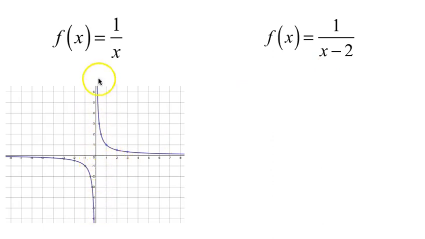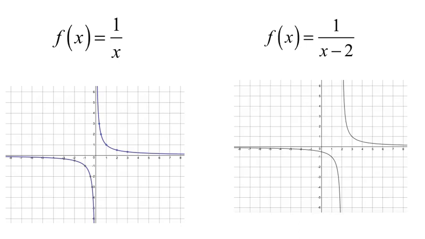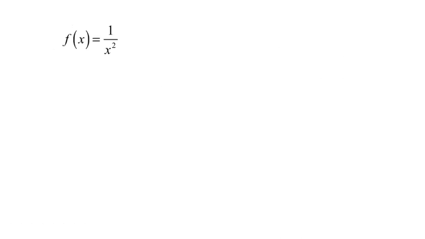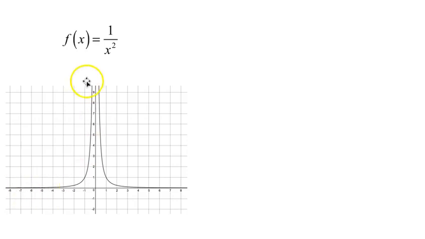The vertical asymptote here is the y-axis. Moving it 2 places to the right will make the vertical asymptote x equals 2, as we can see here. So all we've done is we've moved every point over 2 places, the asymptote moves, and then we do our graph. Similarly for this one, if I have f of x equals 1 over x squared, order 2 asymptote, 0 is not in the domain, so both of them are heading the same way.